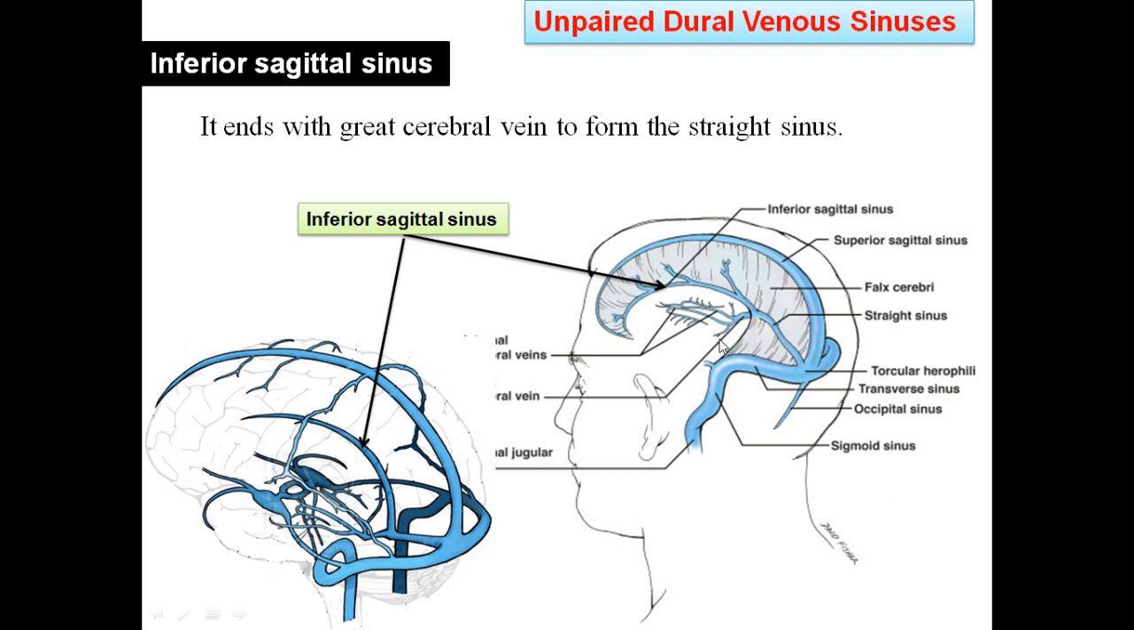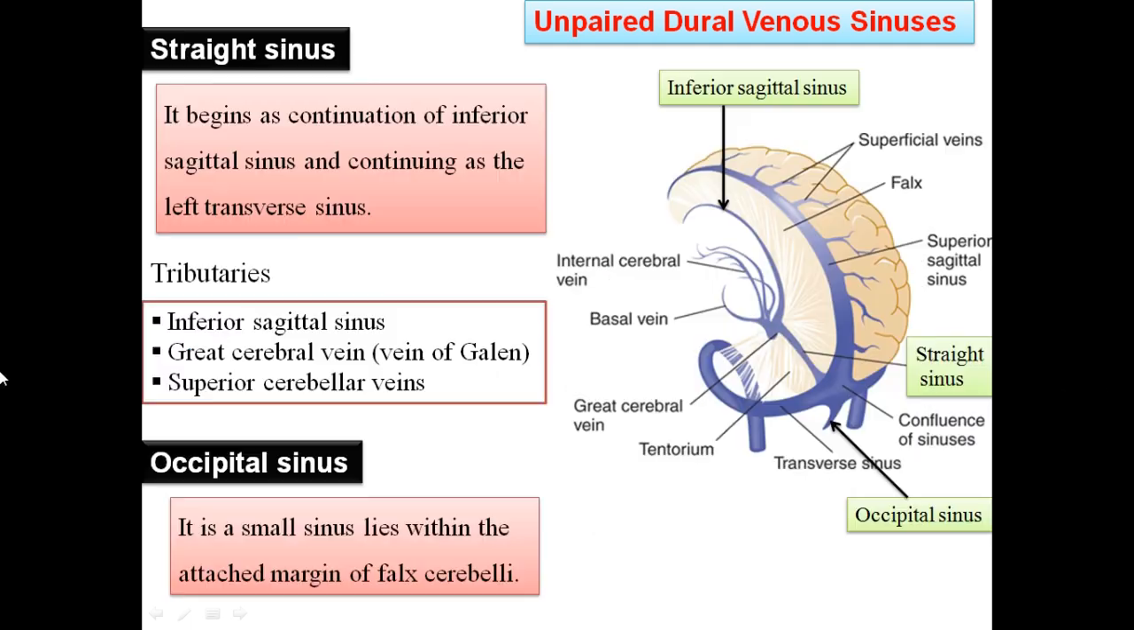You can see that here there is a great cerebral vein. The inferior sagittal sinus joins with the great cerebral vein to form the straight sinus. Straight sinus: it is located within the junction of the falx cerebri and tentorium cerebelli.